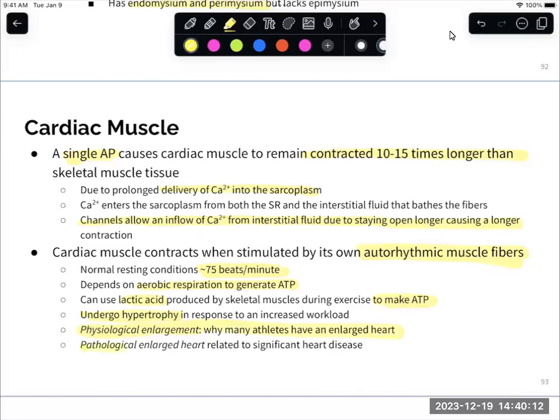There's also the pathologic enlarged heart, and this usually has to do with heart disease. The heart is just working harder to try to push blood through blood vessels that are no longer stretching the way that they should.